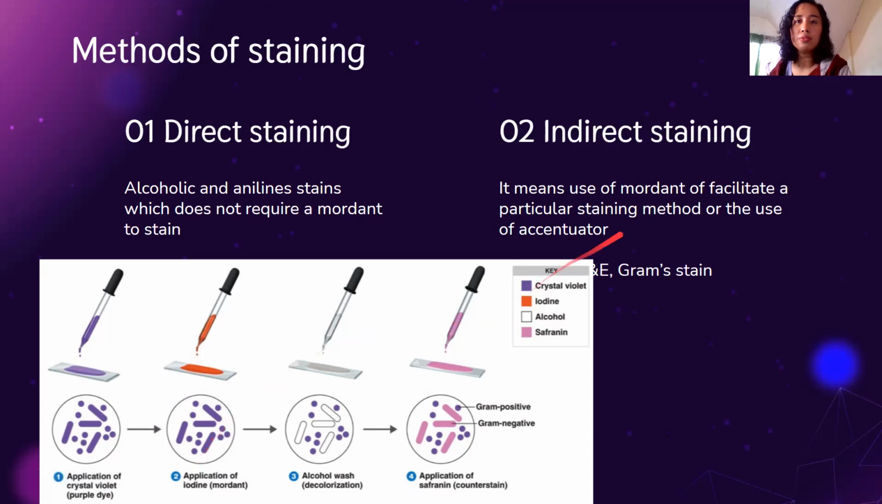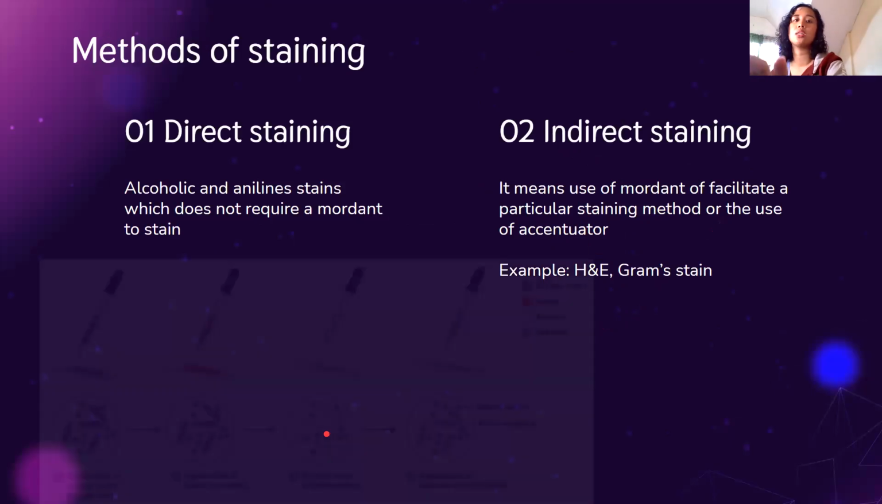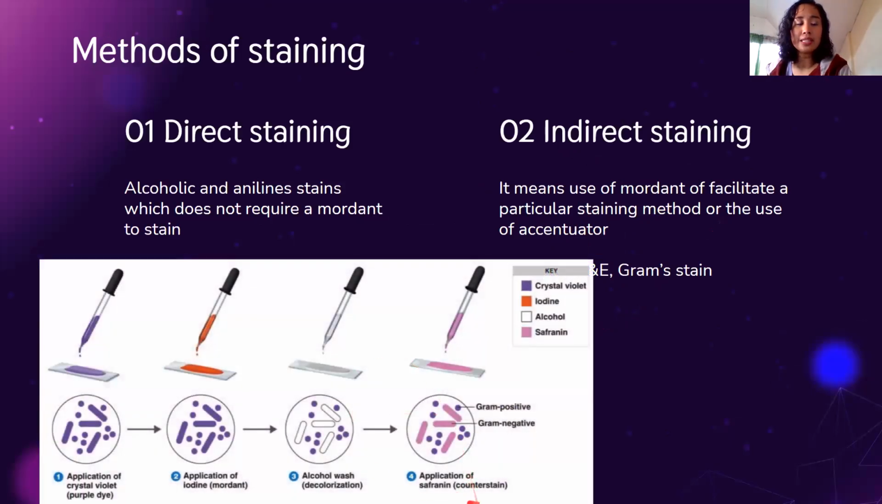In indirect staining, it also uses an accentuator. Here our mordant is iodine. Our decolorizer is the alcohol wash. The counterstain is safranin. Our primary stain is purple, crystal violet. Just take note that we have the words decolorization and counterstain. Usually we have a primary stain and the counterstain. Those are the terminologies we will study today.